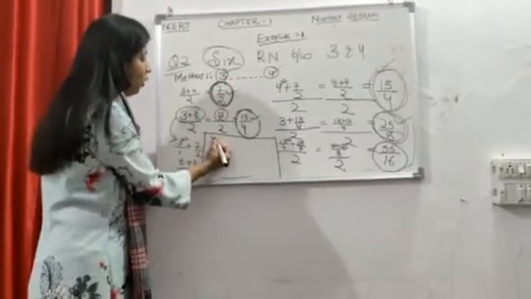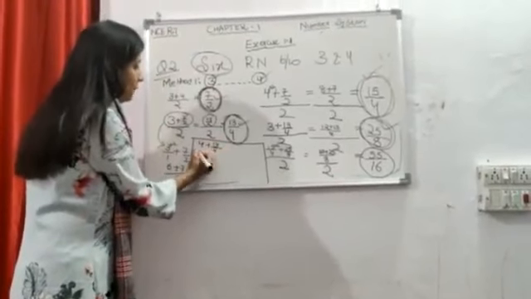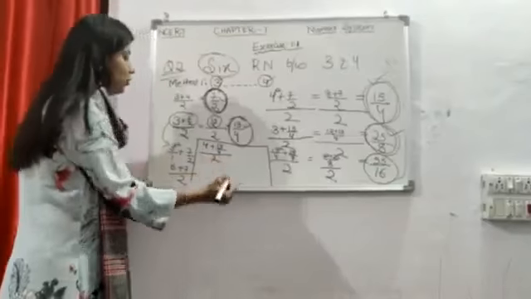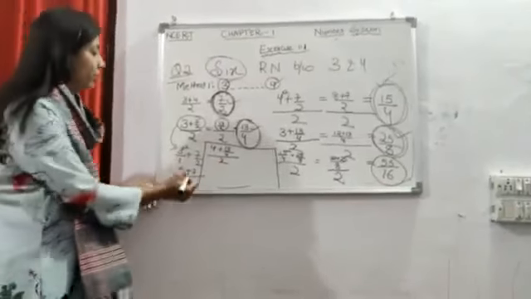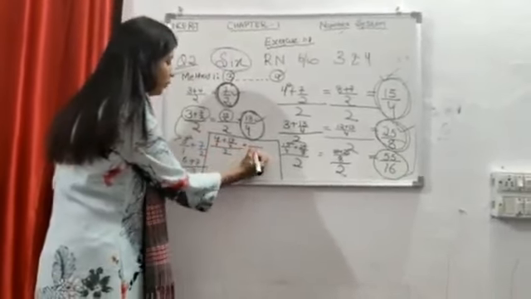So it is 4 plus 13 upon 4, and we have to find its mean. So we will divide this by 2. Now if we take the LCM, it will be 4.